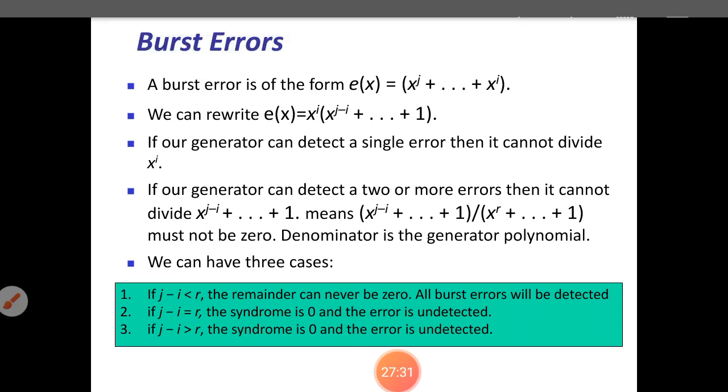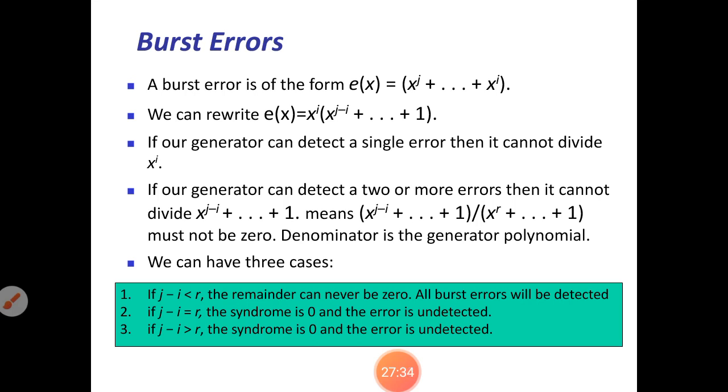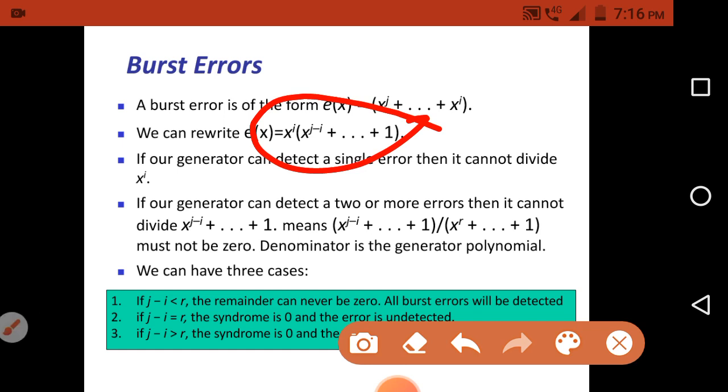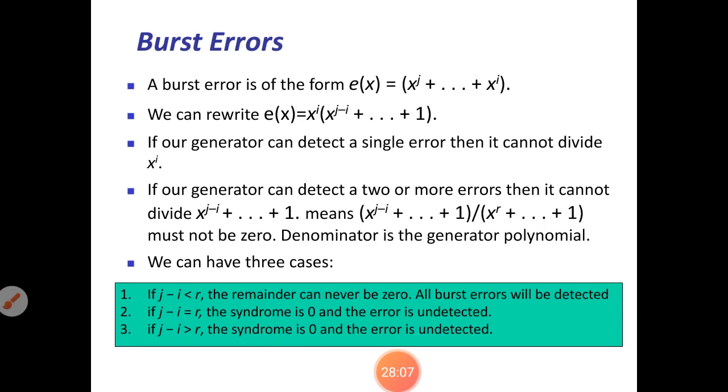Okay, so a burst error can be represented in this form, because it contains 2 or more errors. The first term is x raised to i. If it is divided, then it will not detect the single bit error. If it does not divide this x raised to i, then it can detect the single bit error. If it does not divide the second factor, then it will detect the 2 or more errors. Okay, so that is the burst error, and these are the three cases where the error can be detected and the error cannot be detected.